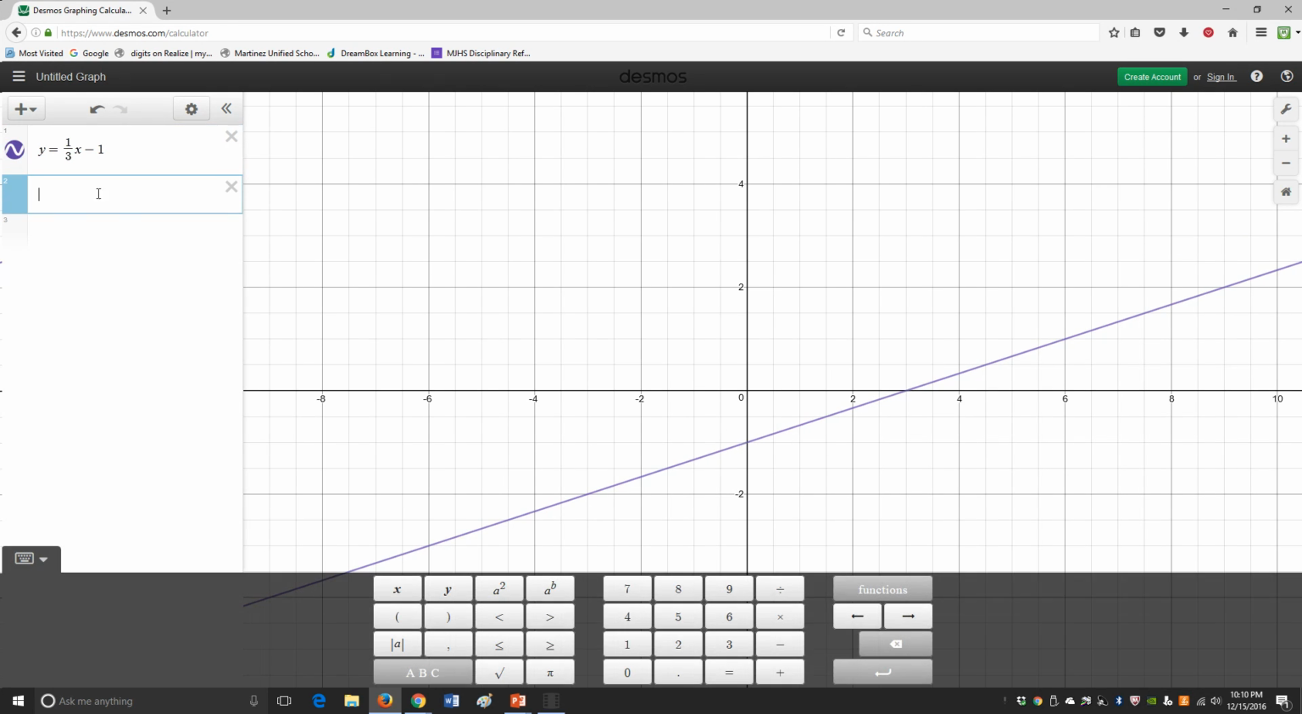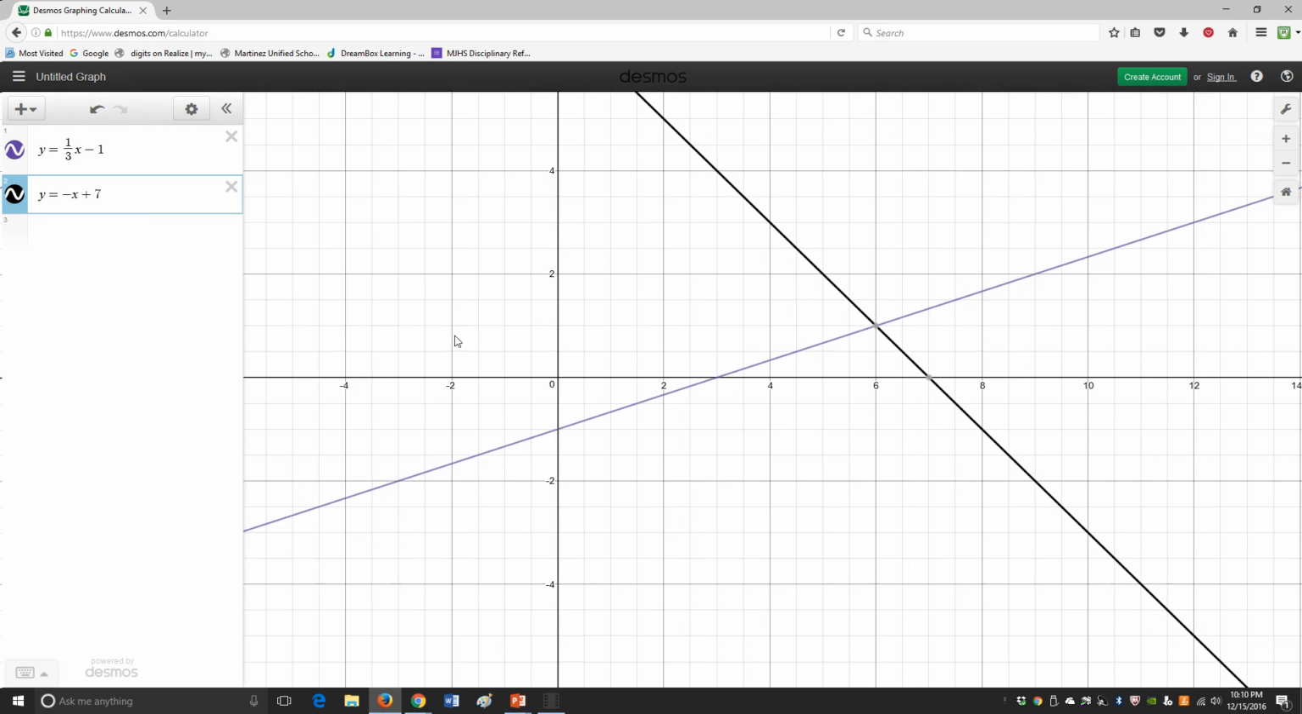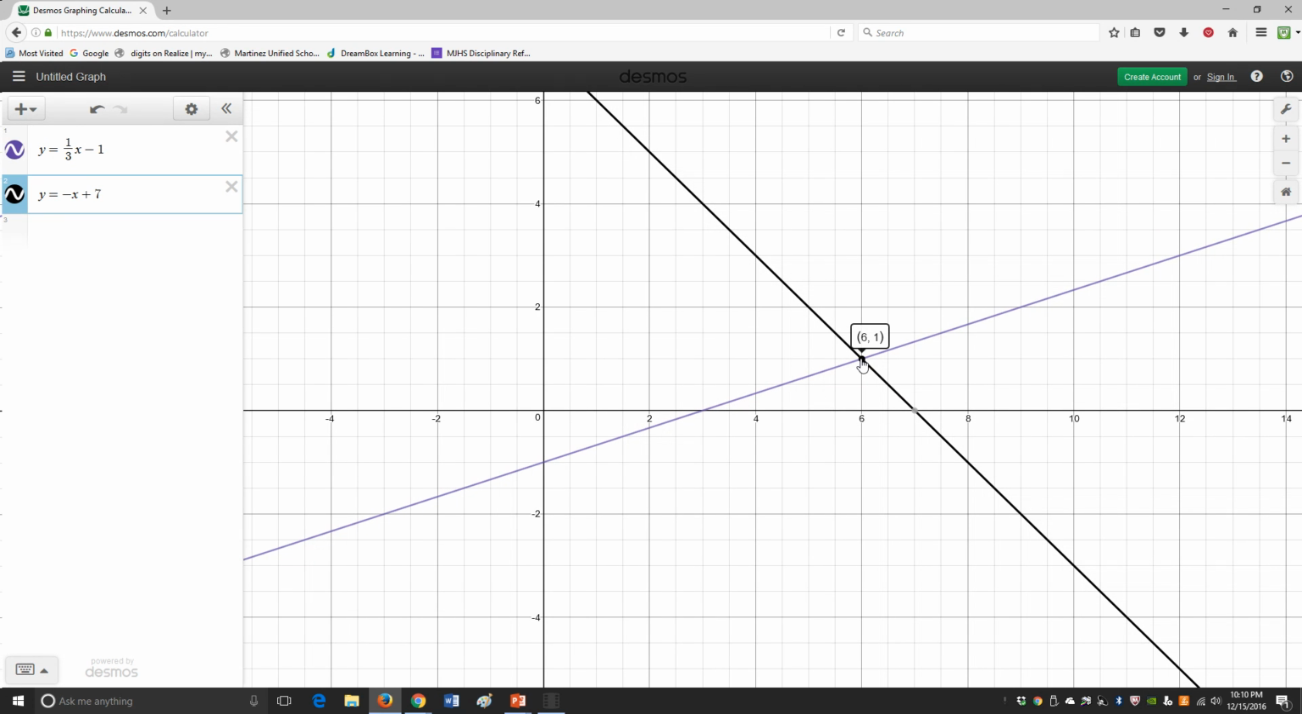Now to add a second line, you can click below, or you could just push enter. I'm going to put y equals -x plus 7, and you'll notice it graphs that line for me there, and it will show me where they intersect. I can also drag along the graph, and this will show me all the solutions to the purple line that I'm dragging along and all the decimal answers to either of these lines.